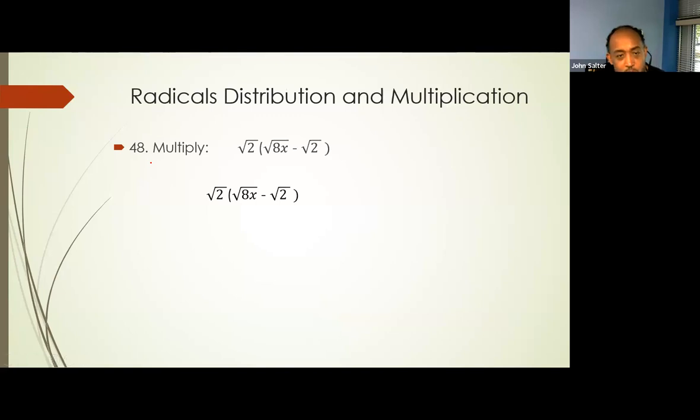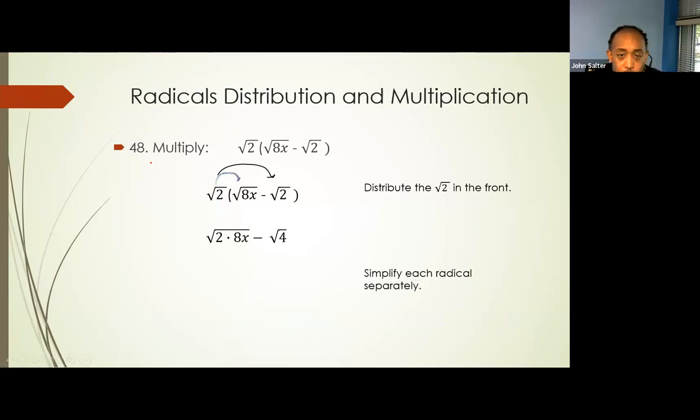Multiply. Well, this is a distributive property, essentially. I'm going to distribute that square root of 2 over both of my terms on the inside of the parentheses. I'll get square root of 2 times square root of 8x minus square root of 2 times square root of 2. That's square root of 4. So square root of 16x minus square root of 4. Square root of 16 is 4. I don't know about square root of x. And then square root of 4 is 2.